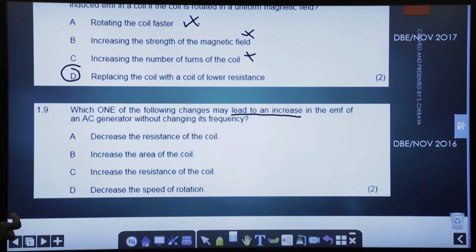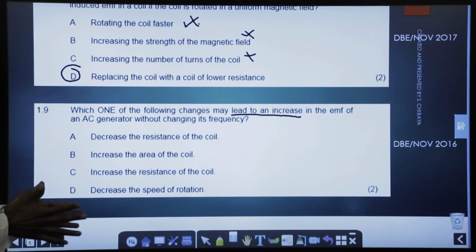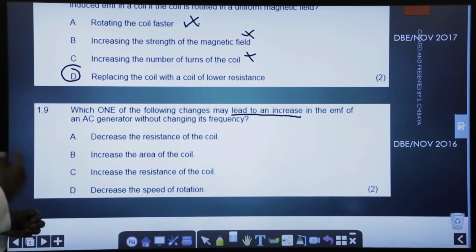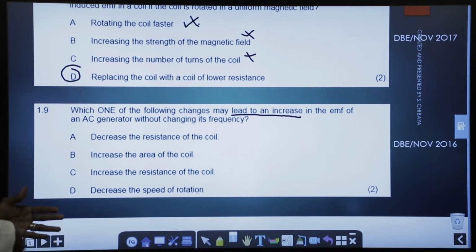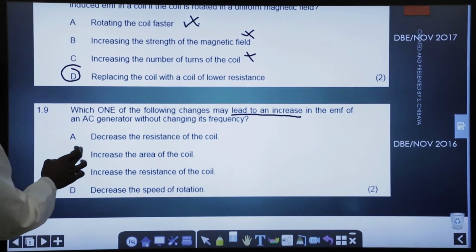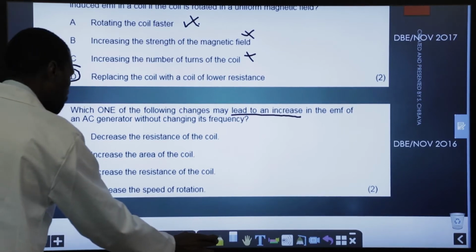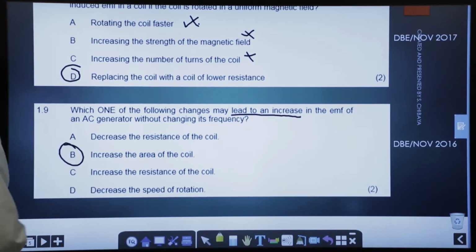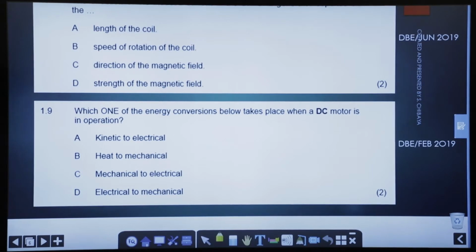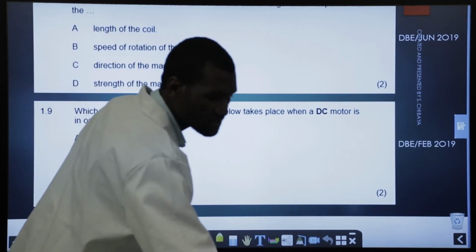If we are going to increase the area of the coil, it means that we are increasing the number of turns within the coil, and in this way we are increasing the value of the EMF. So the answer there is B. If we increase the area of the coil, we are going to have an increase within the EMF. All right, so that's a few questions to think about. Let's look at another set of questions right now.